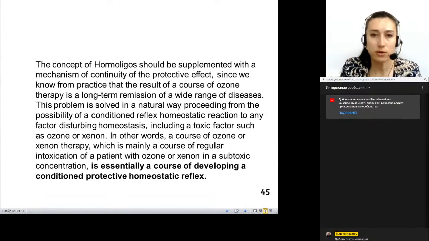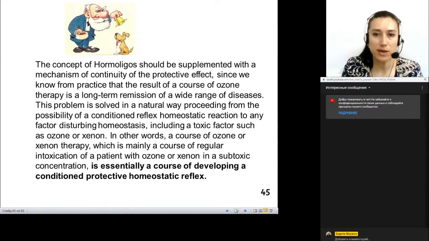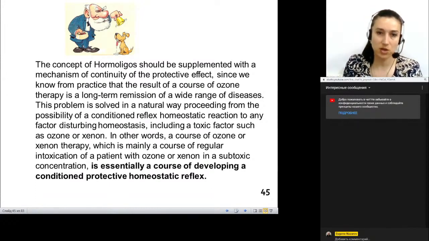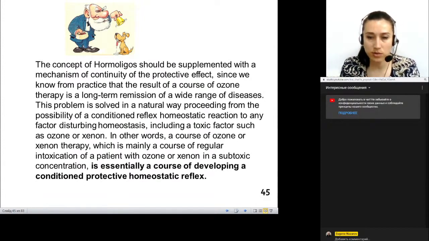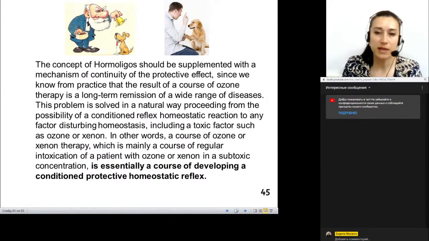So the concept of homologous should be supplemented with a mechanism of continuity of the protective effect, since we know from practice that the result of a course of ozone therapy is a long-term remission of a wide range of diseases. This problem is solved in a natural way, proceeding from the possibility of a conditional reflex homeostatic reaction to any factor disturbing homeostasis, including a toxic factor such as ozone and xenon. In other words, a course of ozone or xenon therapy, which is mainly a course of regular intoxication of a patient with ozone or xenon in a subtoxic concentration, is essentially a course of developing a conditioned protective homeostatic reflex.